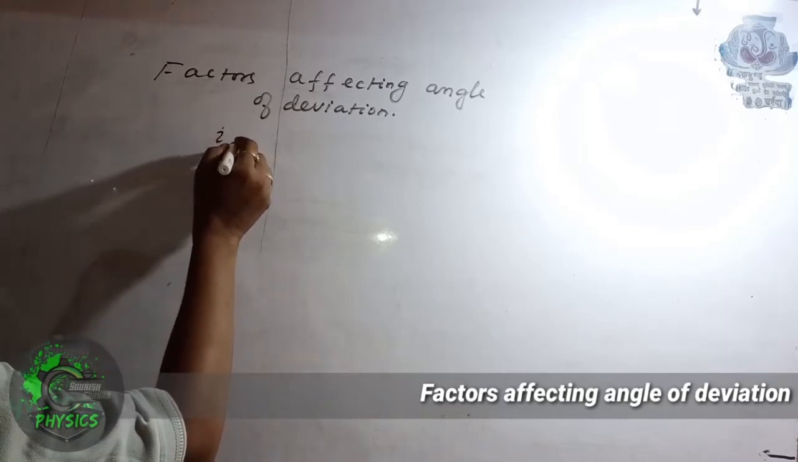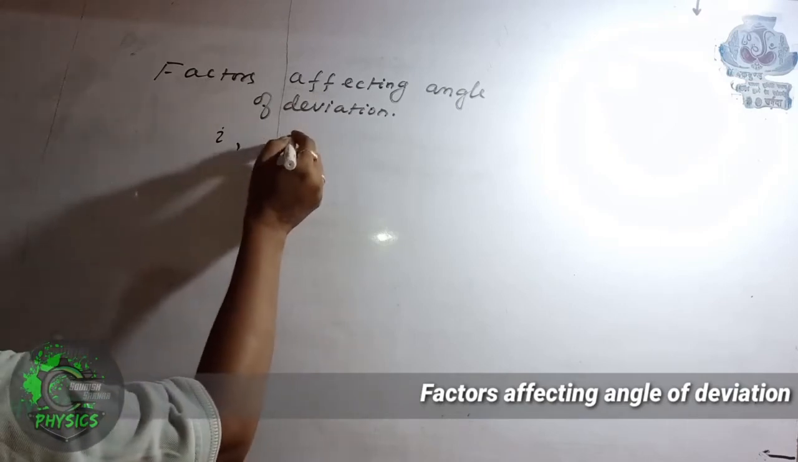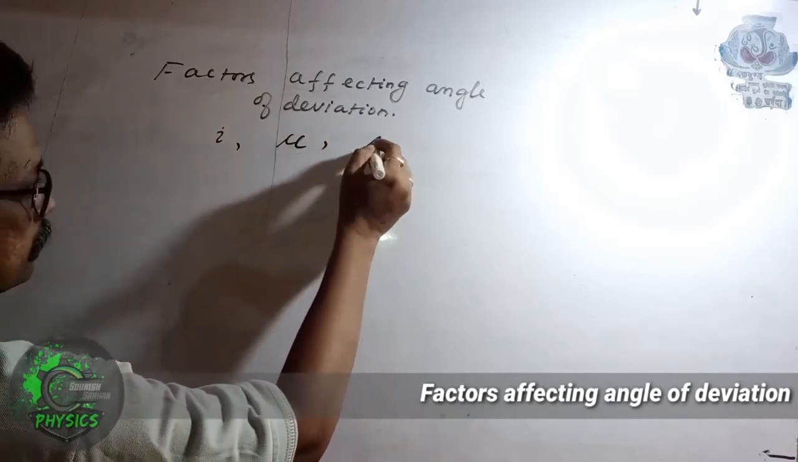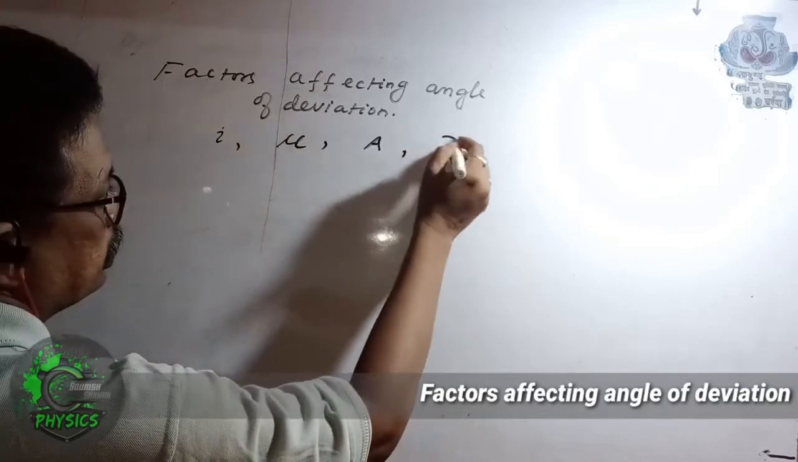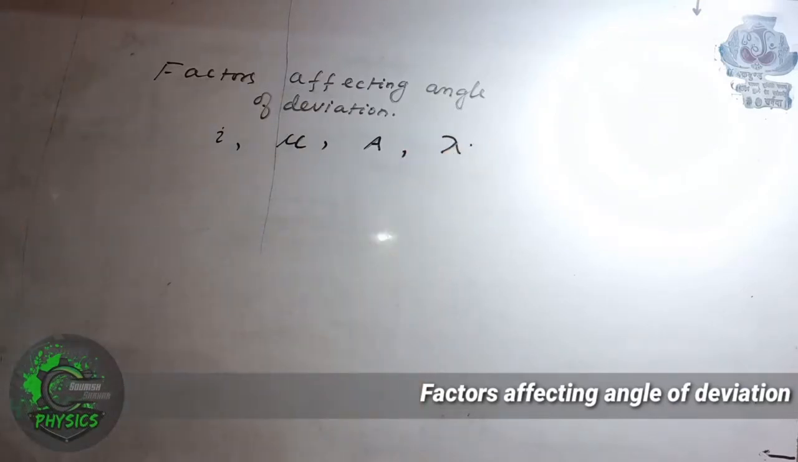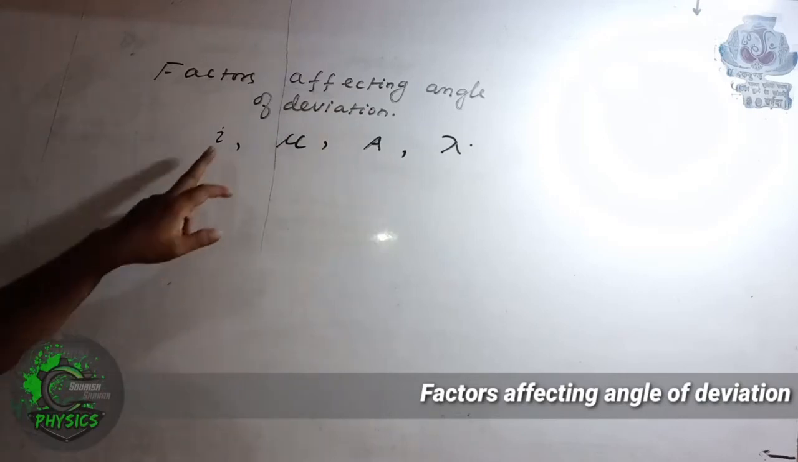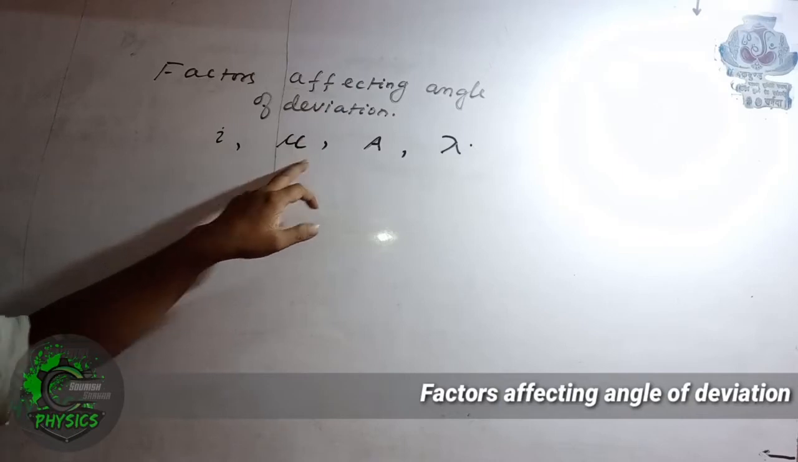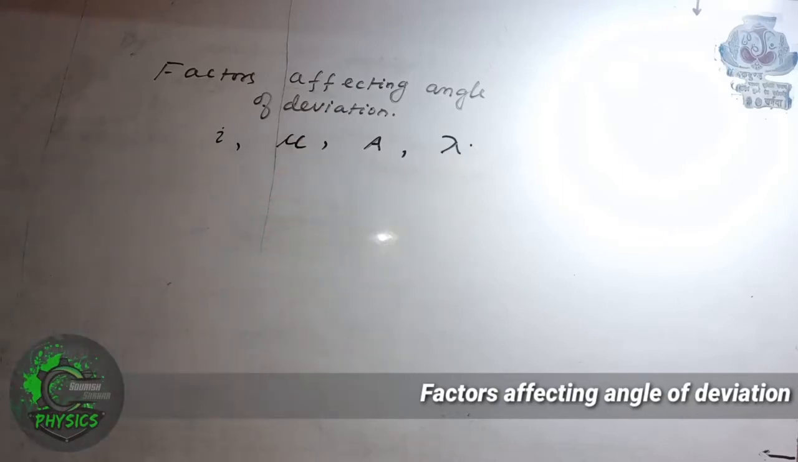The angle of deviation depends on the following four factors. First is I, the angle of incidence. Second is the refractive index of the material of the prism, mu. Third is the angle of prism, A, and fourth is the wavelength of light used, that is lambda. So these are the four factors on which the angle of deviation depends: angle of incidence I, refractive index of the material mu, angle of prism A, and wavelength or color of light lambda.